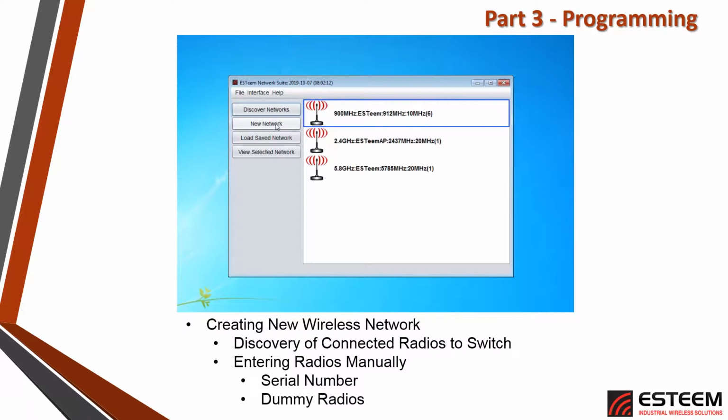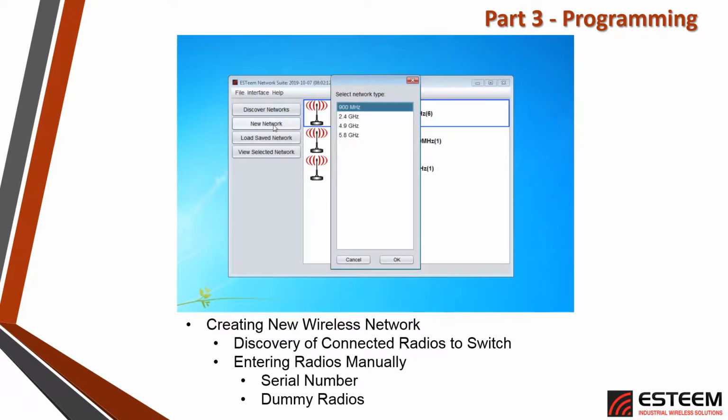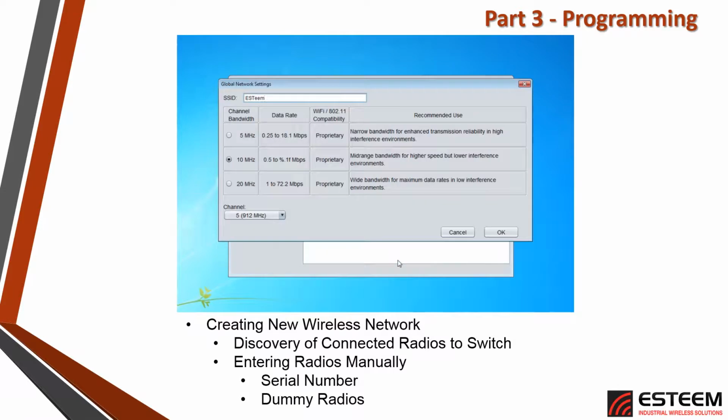What we're going to do for our application, though, is create a new network based upon the serial numbers of the radios that we had in the previous slide. To do this, I'm going to press the New Network button. It's going to ask me what frequency band of the Horizon we're operating. Again, we're operating the Horizon 900, so we'll select 900 megahertz and press OK. Then it's going to start asking me the details that we had discussed in the previous section. The SSID. What we'll call for our purpose here is we'll just call this our training network.